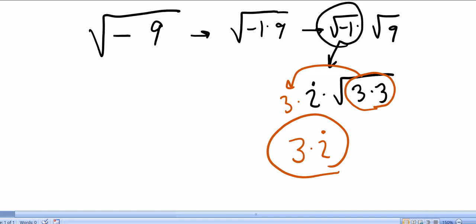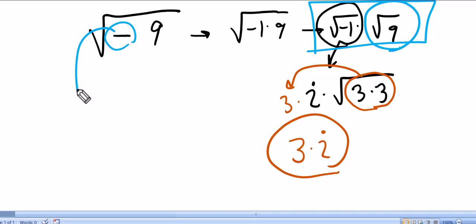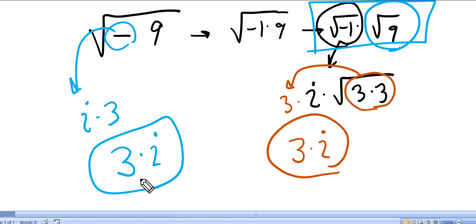Now, if we overdid this problem, we probably did overdo it because what's the square root of 9? It's 3. Okay? So you could have just said, okay, well, Mr. Over, I know that this negative comes out as an I, and I know the square root of 9 is 3. And then you just write it in the right order, and you're going to get 3i anyway.